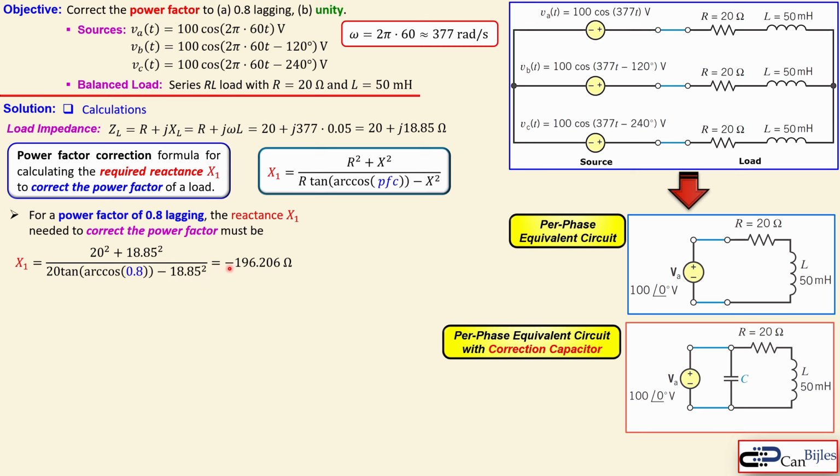You will get here approximately minus 196.2 ohms. Now you see the value, or the answer, is negative. That indicates that you need a capacitive element. Of course, I said already that you need a capacitor here, but you can already see from the answer of X1 that you need a capacitive element. So if this was a positive value, we need an inductive element.